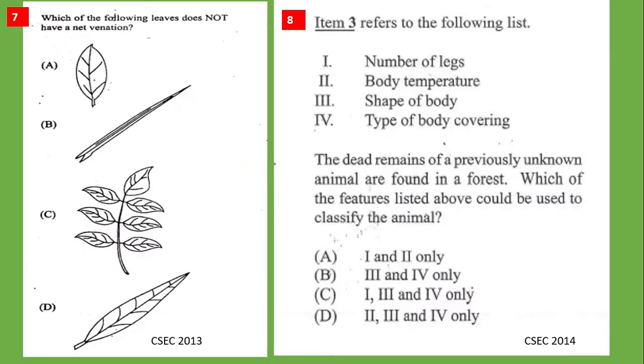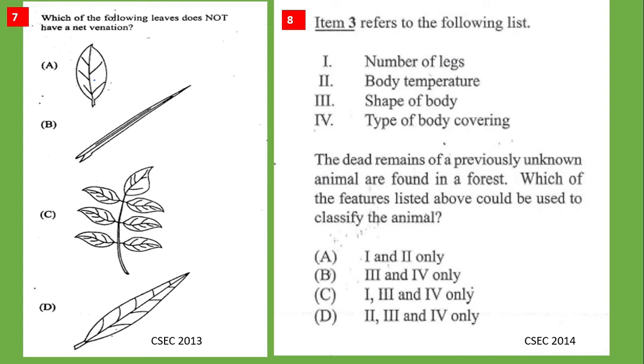Item 7. Which of the following leaves does not have innate venation? Now we're looking here at dicot and monocot. This question was taken from the CSEC 2013 paper. What will be your answer?